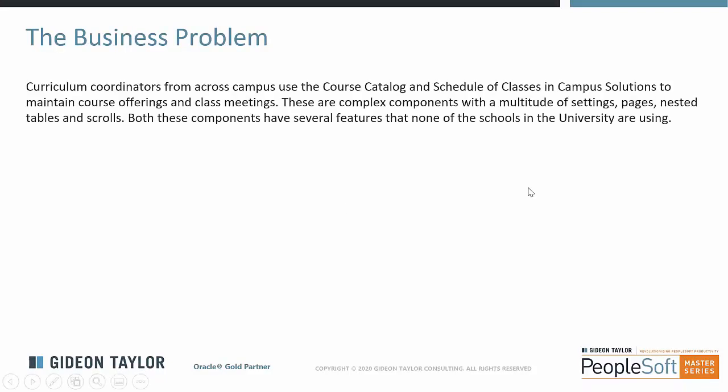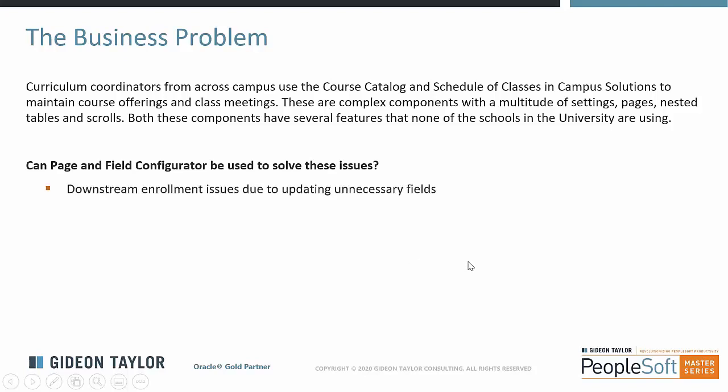So the business problem, what we found was that the registrar for the main arts and sciences undergraduate college found that curriculum coordinators who were responsible for maintaining the course catalog and schedule of classes are using these pages, but they're complex components with a multitude of settings, pages, nested tables, and scrolls. And both of these components have several features that none of the schools in the university are using. That's pretty common across universities. The course catalog and schedule of classes are components which have a ton of features, but not everybody uses. And so what they found was the problem.